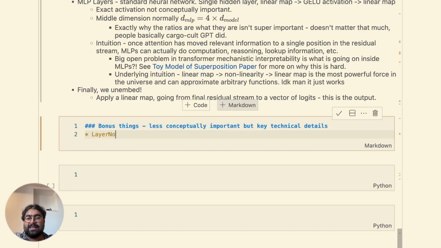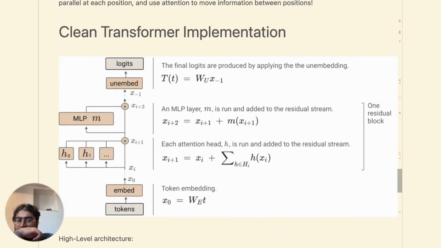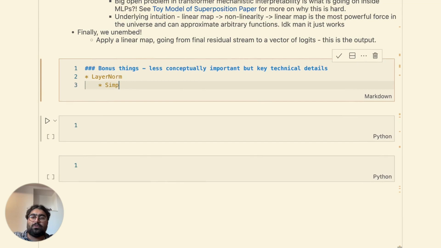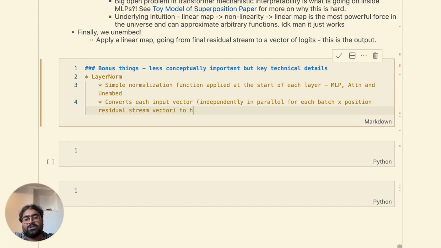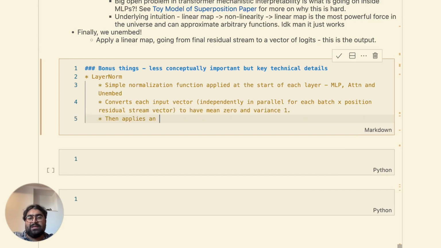The first is LayerNorm. So LayerNorm is kind of the equivalent of batch norm, for people who come across that. It is applied at the start of each layer. And it's just a simple normalization function applied at the start of each layer, MLP, attention, and unembed. So it converts each input vector independently in parallel for each batch by position residual stream vector to have mean 0 and variance 1, then applies an element-wise scale and translation.